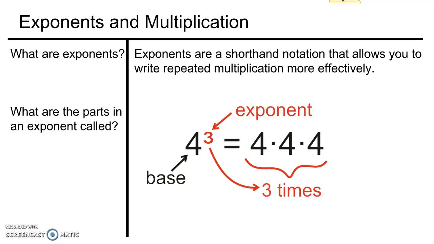So before we can learn what we call the rules or the laws of exponents, we first need to know what is an exponent. Exponents are shorthand notation that allows you to write repeated multiplication more effectively. So we're going to see exponential form look something like this. We're going to have a big number, which is called the base, and we're going to have a little number up top, which is called the exponent. The base is the number that is being multiplied, and the exponent tells us how many times we multiply this number times itself. So since it's 4 to the third power, we multiply 4 times 4 times 4. I multiply it 3 times because the exponent is 3.